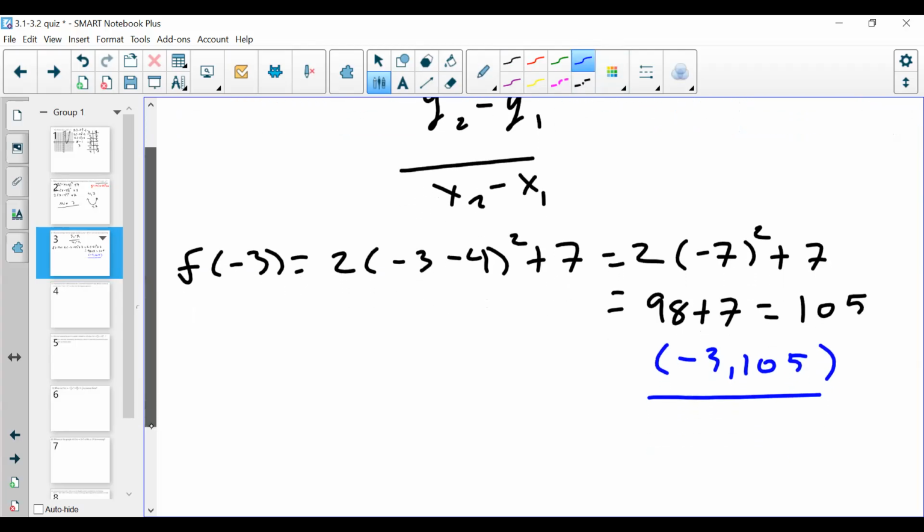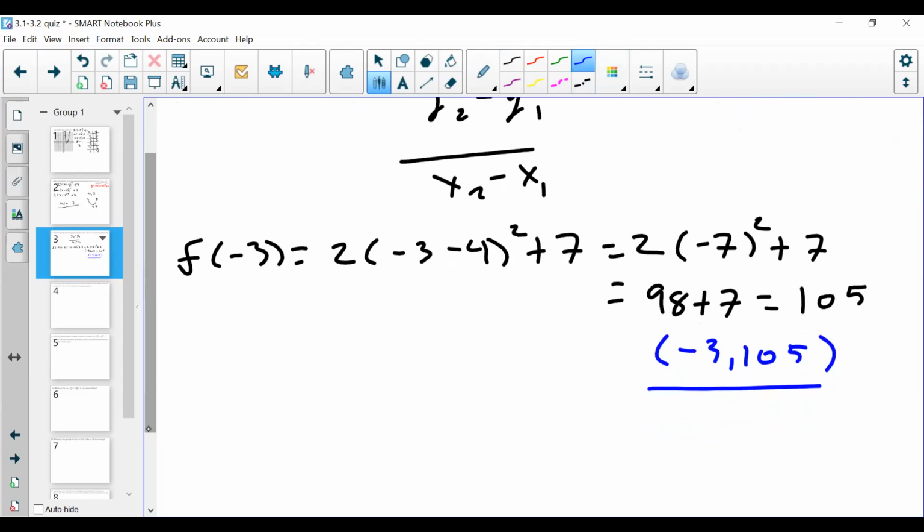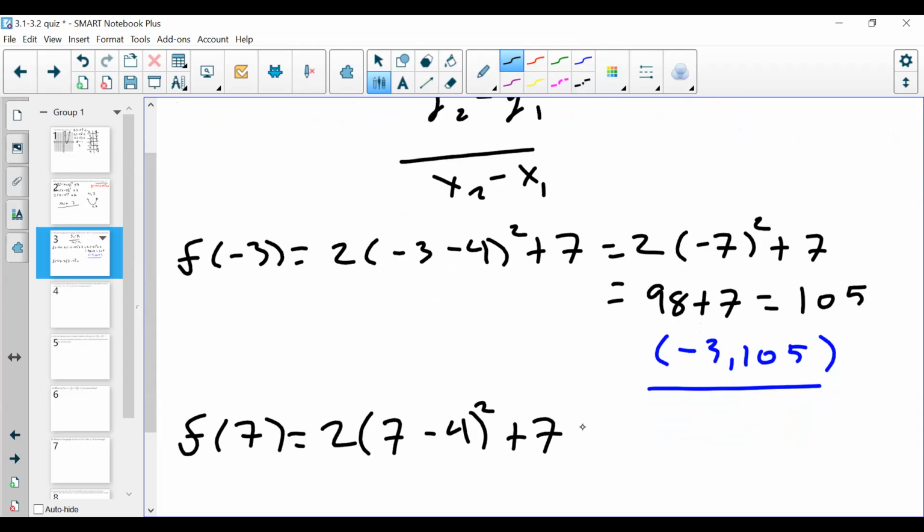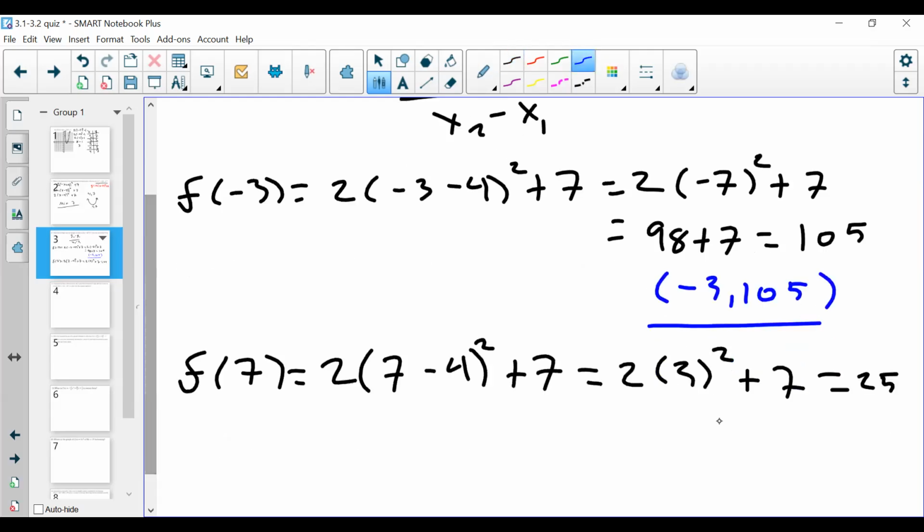And now I'm going to do the same thing for positive 7. So now I want to figure out, well, what's f of positive 7? Well, that's going to be 2 times 7 minus 4 squared plus 7. So I plug that in. I have 2. 7 minus 4 is 3. So I have 2 times 3 squared plus 7. That's 18 plus 7, which is 25. This is telling me that when x is 7, I have a y value of 25.